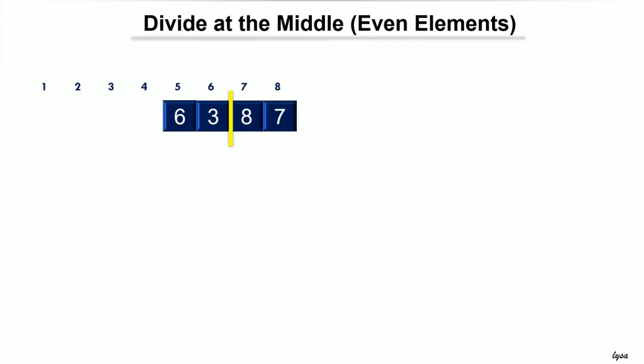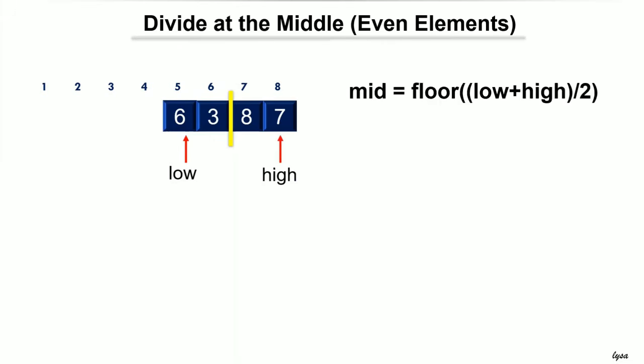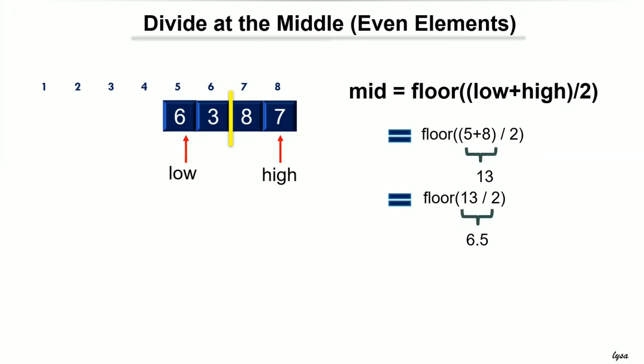Now, if I apply the formula n by 2, I would get the mid value as 4, which would not be right, but rather I want the mid value to be 6. So let's apply the formula. Now low is 5, high is 8. I know that mid is equal to floor of low plus high by 2, which is nothing but floor of 13 by 2, which is nothing but floor of 6.5, which is 6.